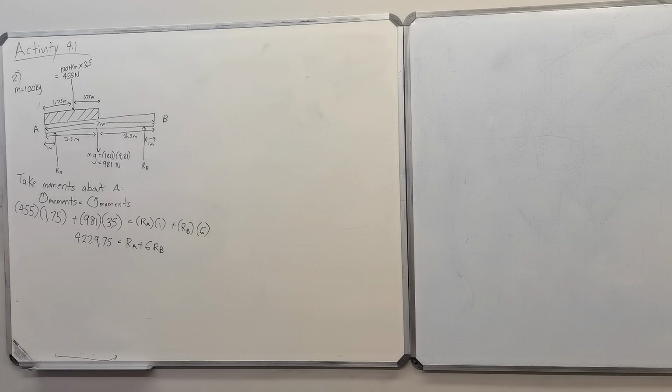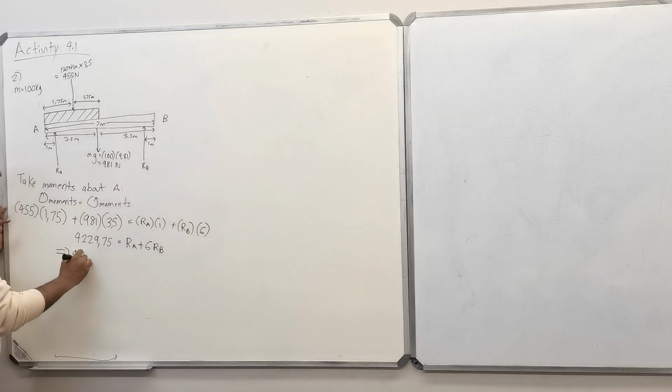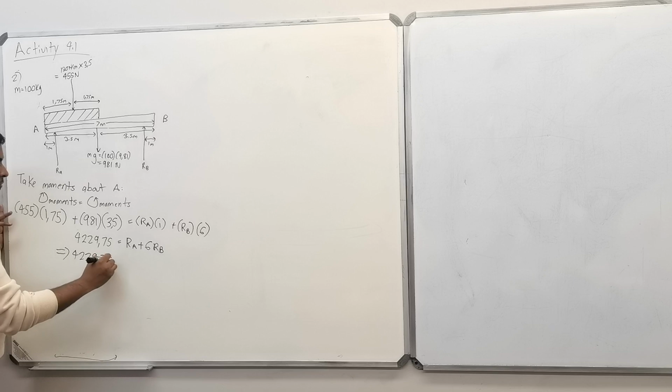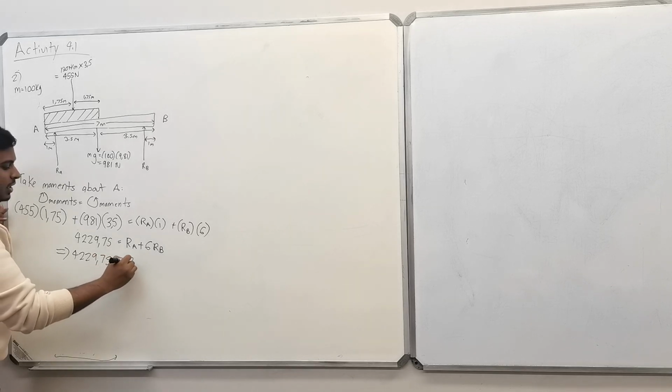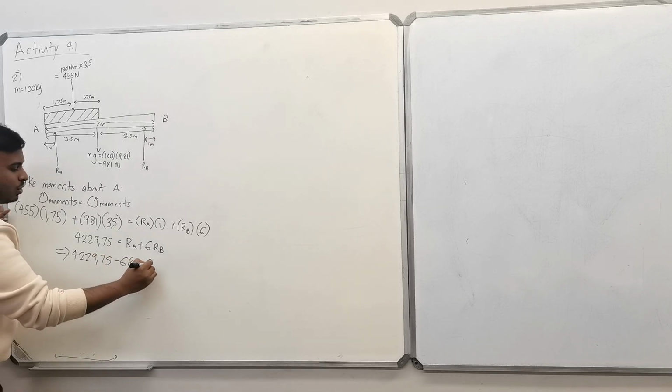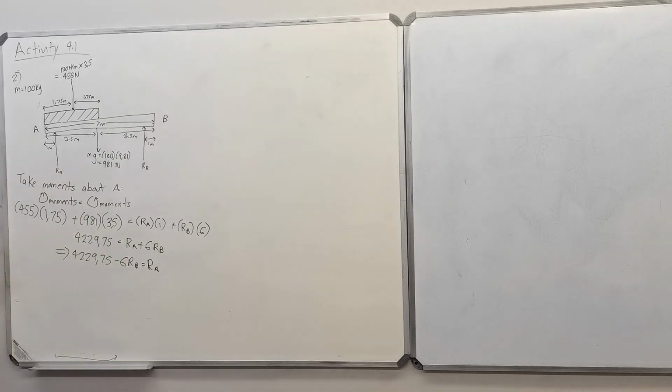What should be the easiest term to make the subject of the formula? RA, right? It will be easier because if you make RB the subject, you're going to have to take this across and divide the whole thing by 6. Later on, when you're doing a simultaneous part, it's going to become difficult. So it's nice to have a good linear equation. Therefore, 4229.75 minus 6RB is equal to RA. We'll come back to this just now. Let's take the moments about B.